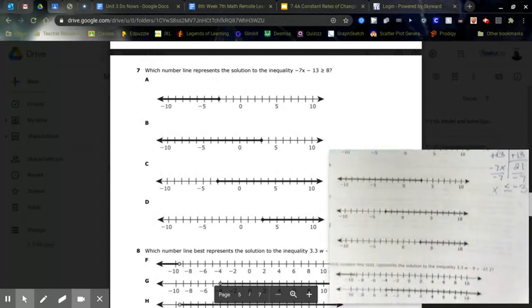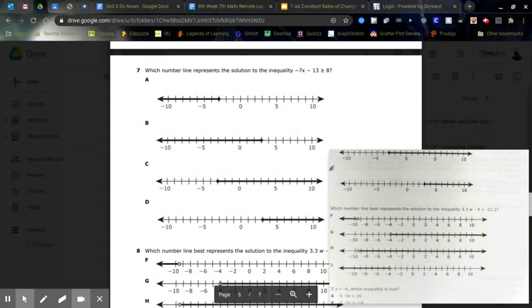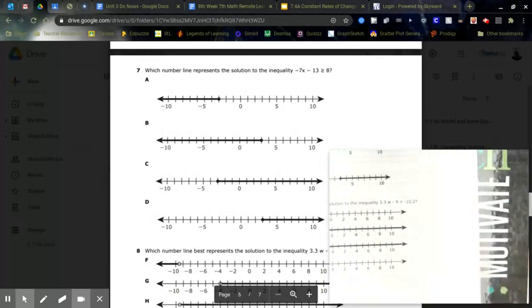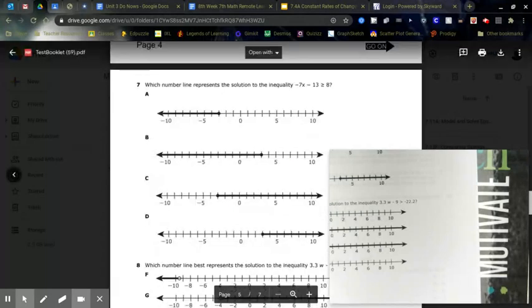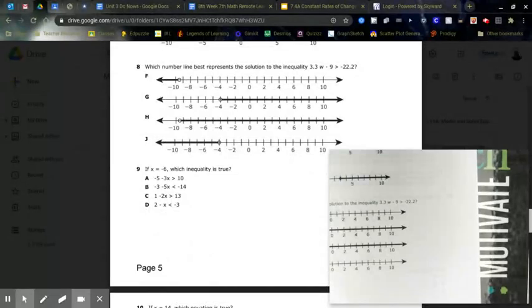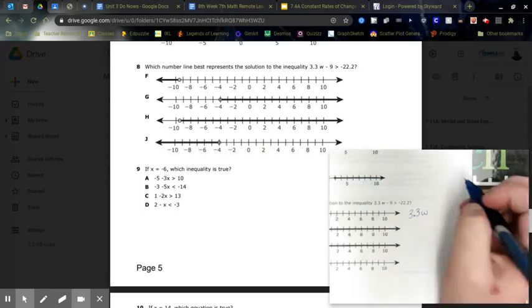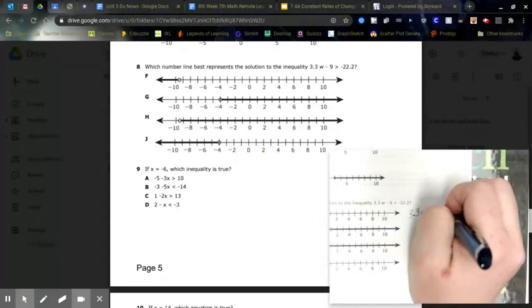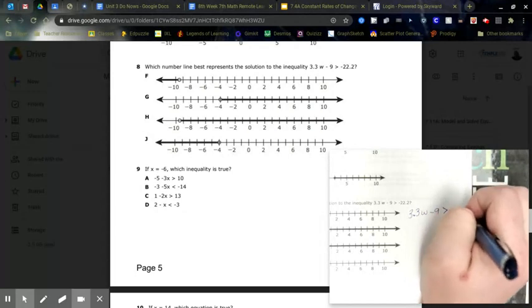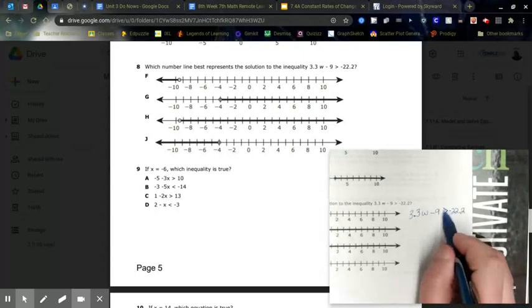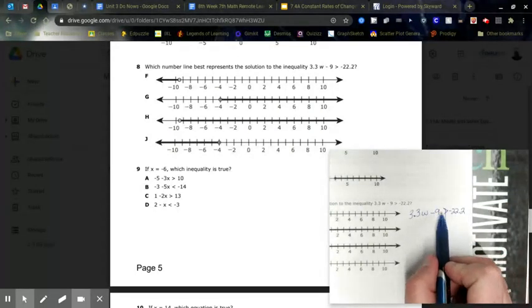Okay. Number 8. Which number line best represents the solution to this inequality? So 3.3W. Let me scroll it up for you to see. There we go. Sorry, kind of froze there. So 3.3W minus 9 is greater than negative 22.2. Okay. First thing we need to do, draw our line, and then work with the number without the variable.